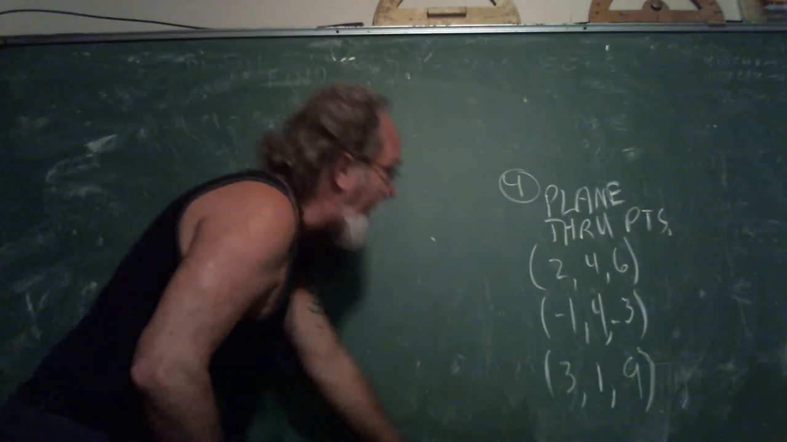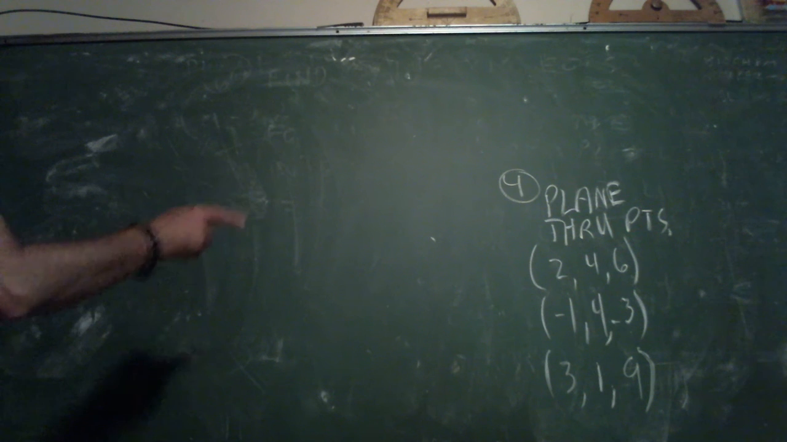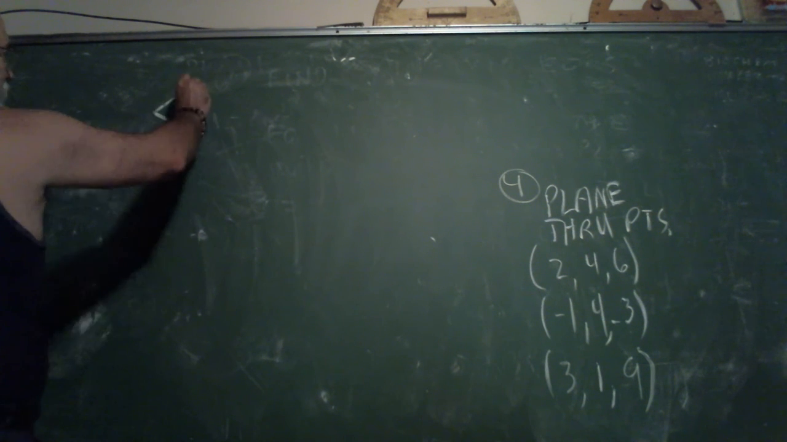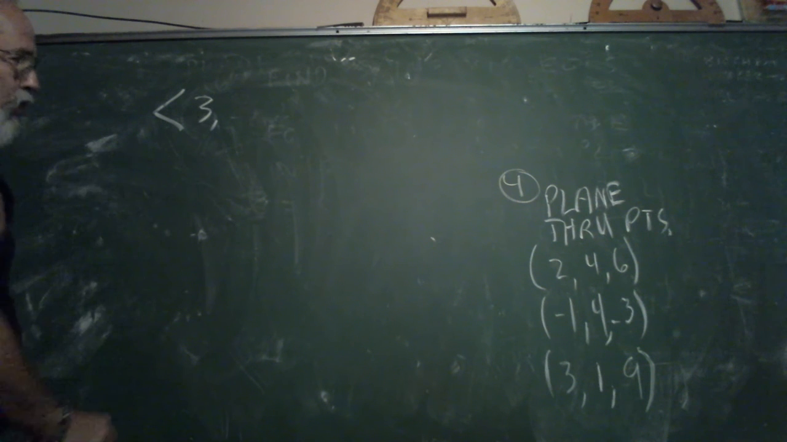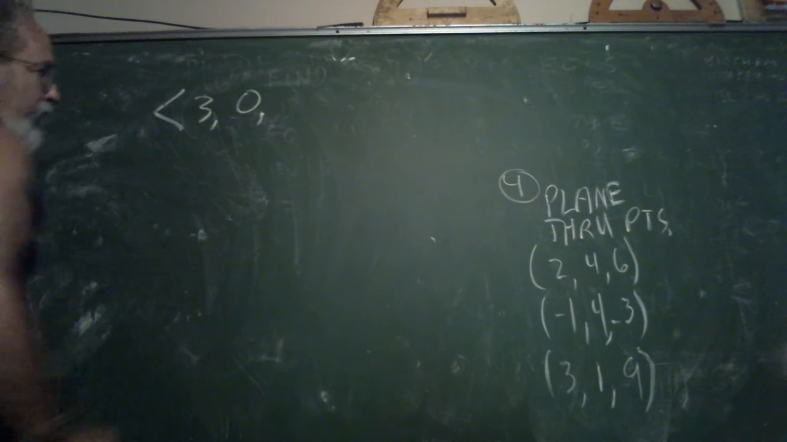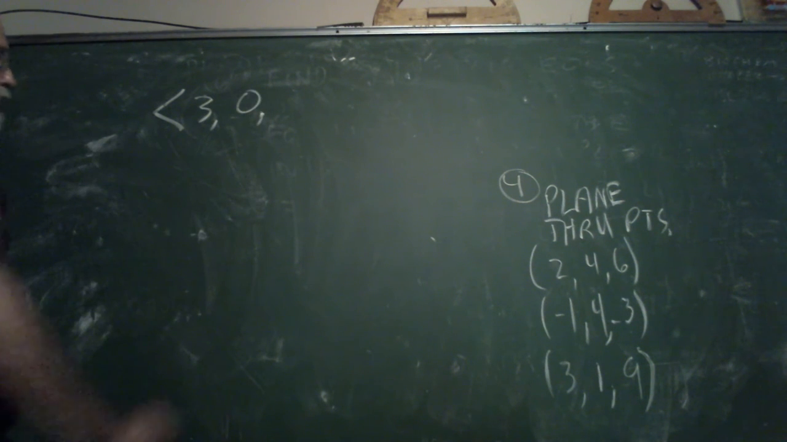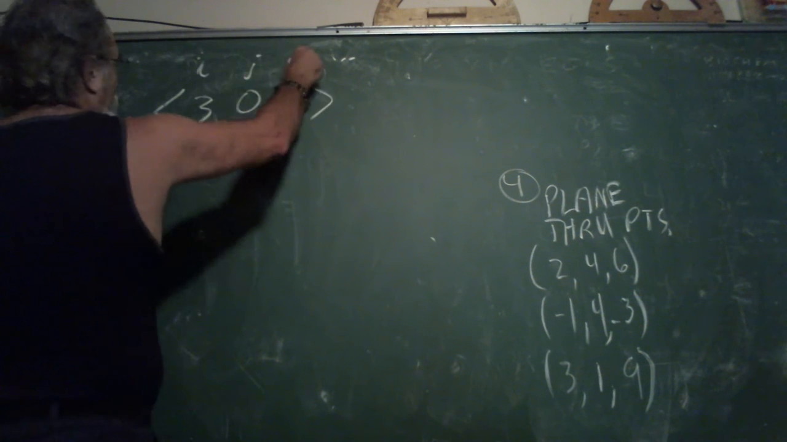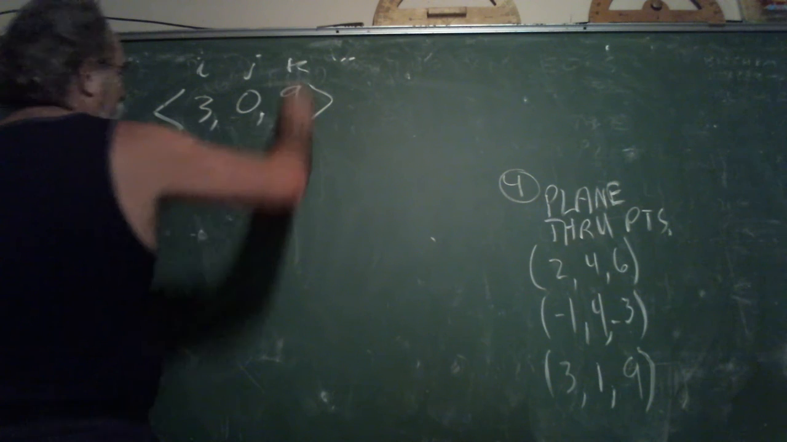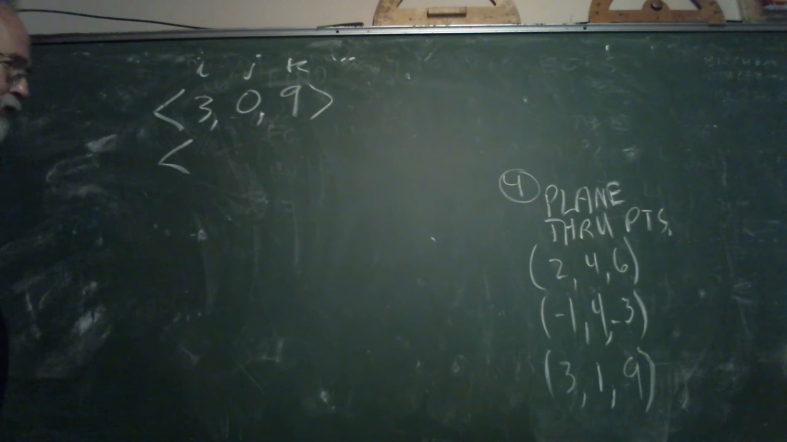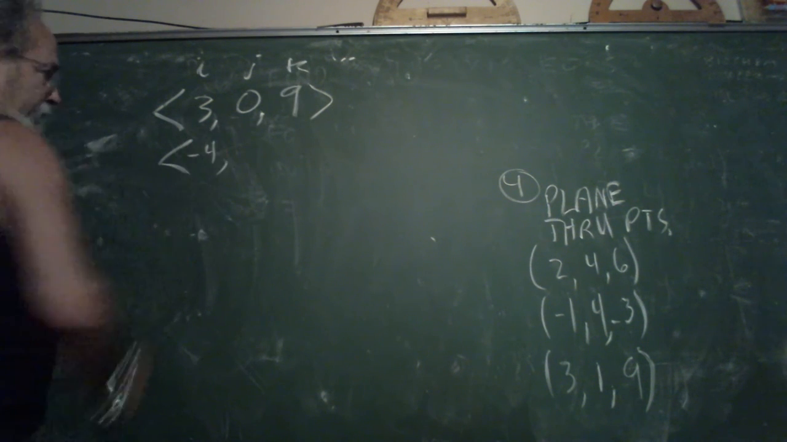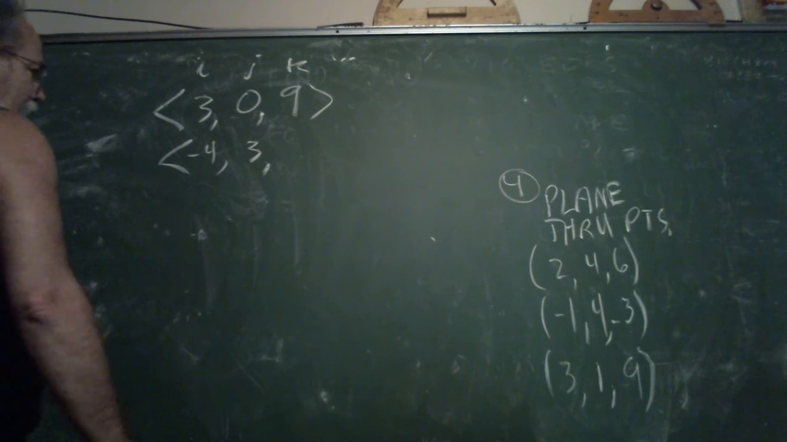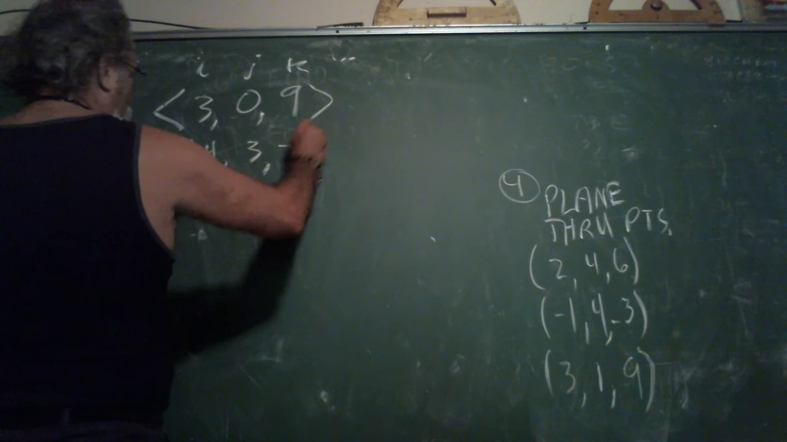So I'm going to do 2, 4, 6 minus the negative 1, 4, negative 3. That's going to give me the vector: 2 minus negative 1 is 3, 4 minus 4 is 0, and 6 minus negative 3 is 9. Next vector is going to be negative 1 minus 3 is negative 4, 4 minus 1 is 3, and then negative 3 minus 9 is negative 12.